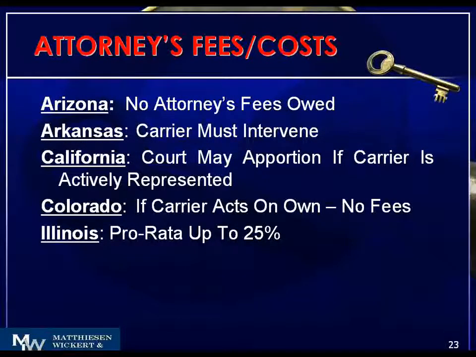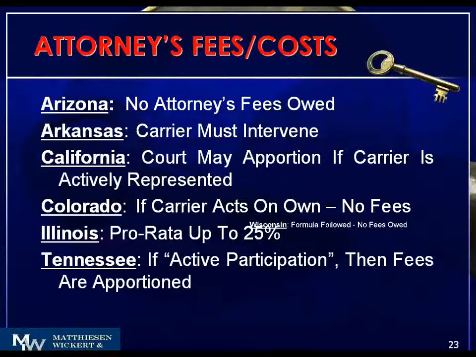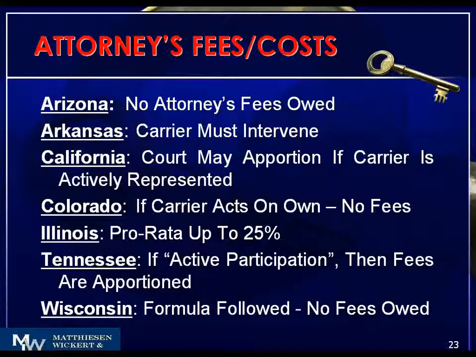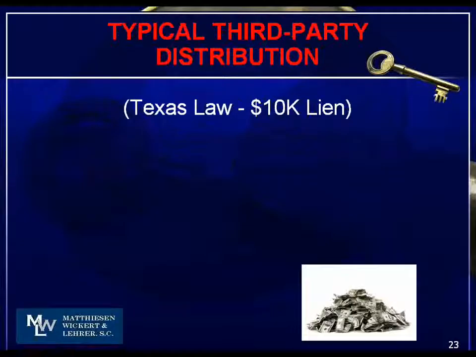In Illinois, as we mentioned, you can have a pro rata recovery of fees or owing fees up to 25% max. In Tennessee, if there's active participation, fees are owed. In Wisconsin, there's a formula followed, so no fees are owed at all. Another reason why it's one of the most favorable subrogation statutes, or the most favorable in the country.